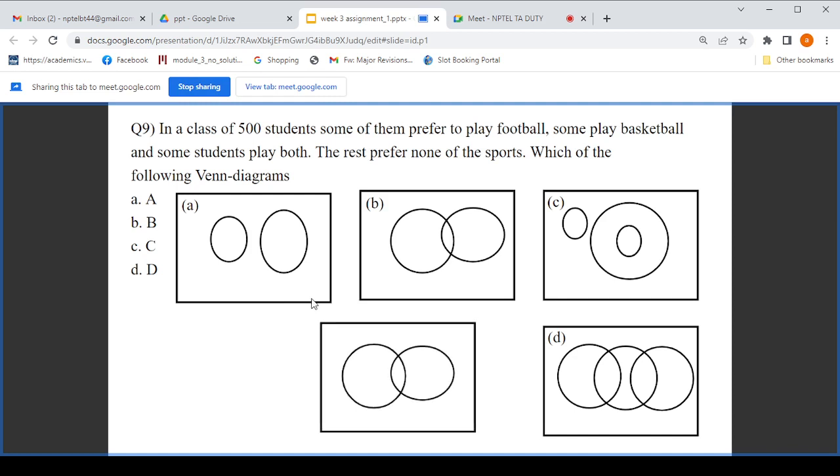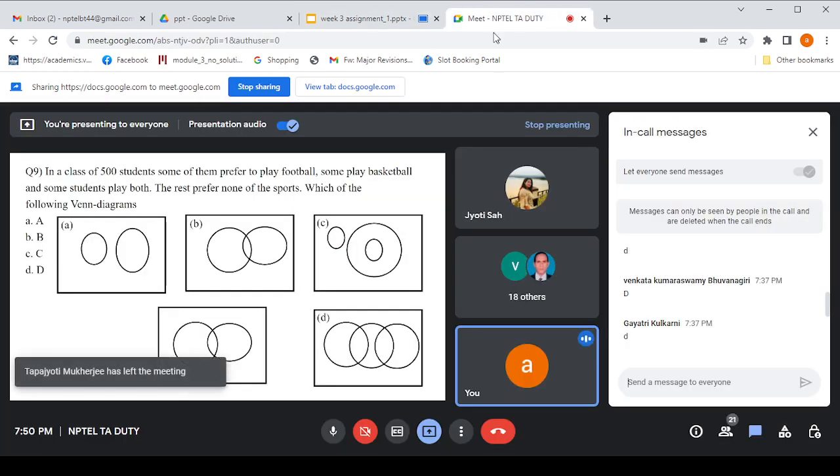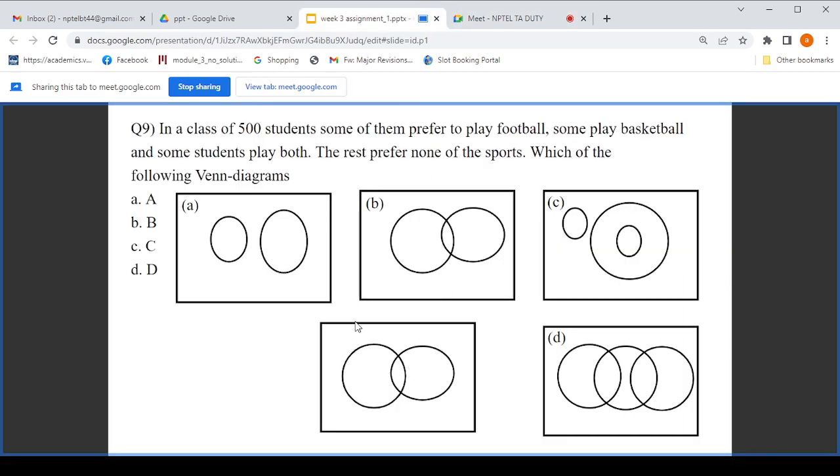First, can anyone tell me what this box represents? The overall box, not the entire thing. The box in the Venn diagram. The box represents the total number of students present in the class, that is 500. The total number of students are represented by this box.